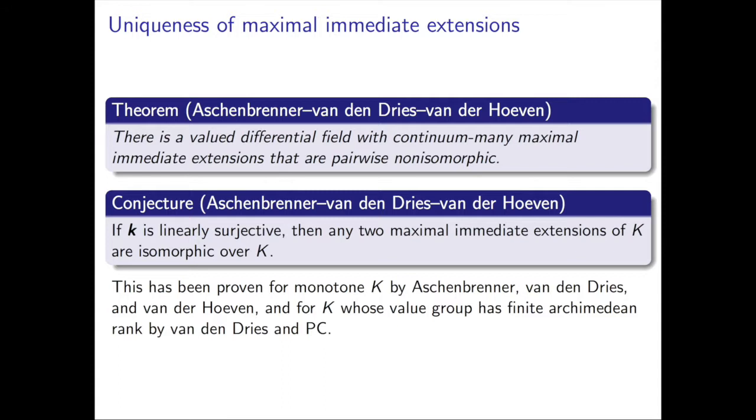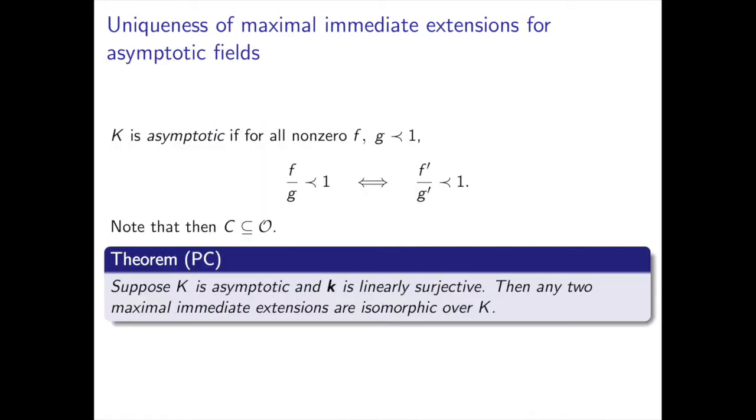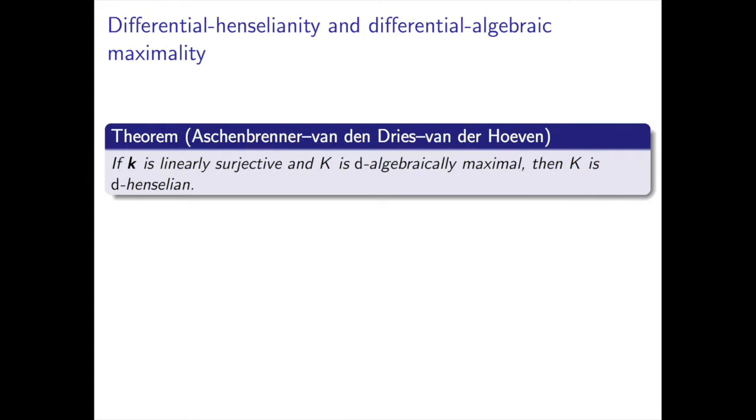And then this finite Archimedean rank case is kind of a small example. In general, we like to think about value differential fields with big value groups. So this is a small example that essentially reduces to the monotone case. If you have value group Z or something like that, you can do it. But that's not really what we have in mind.